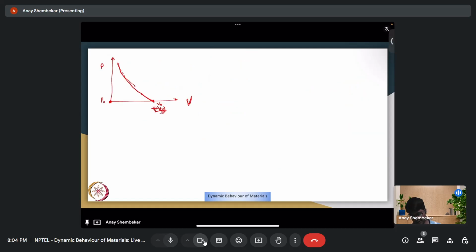Suppose my final state is P1 V1 and my initial state is P naught V naught. It doesn't mean that my material will travel along this line. This is wrong. What happens is basically the material jumps from this state to this state. So if you remember the diagram for pressure versus distance, this is ahead of the shock front and this is behind the shock front. Right behind, right ahead, there is a quick jump in a very short amount of time.